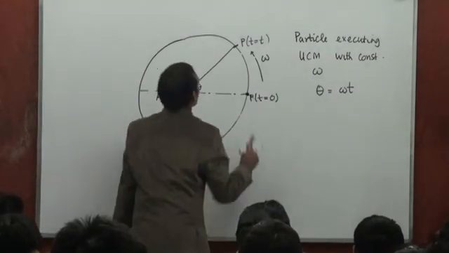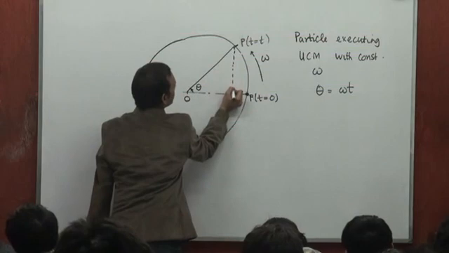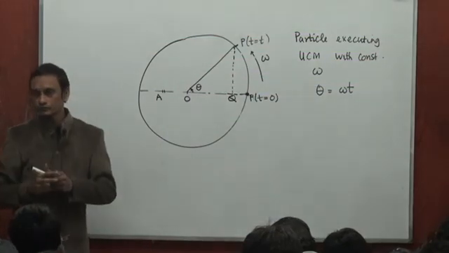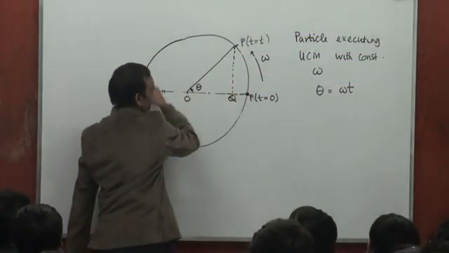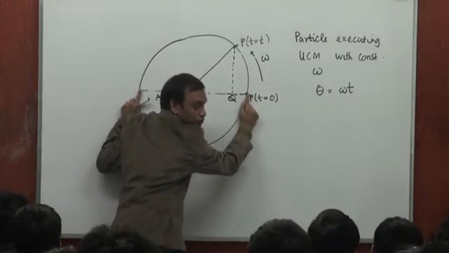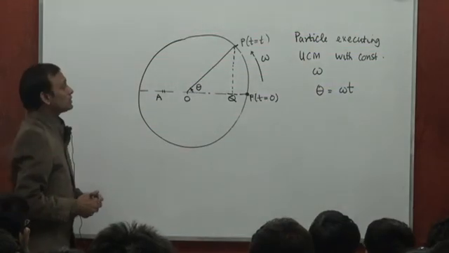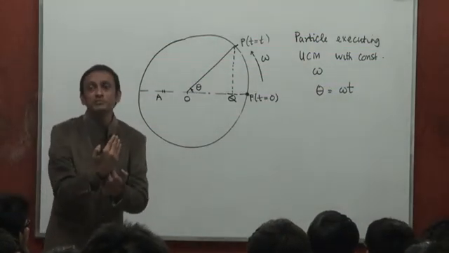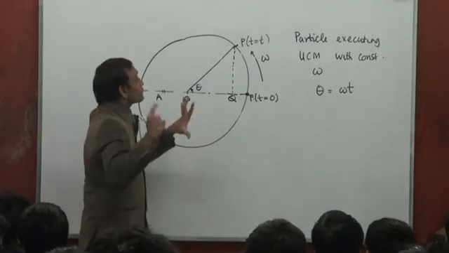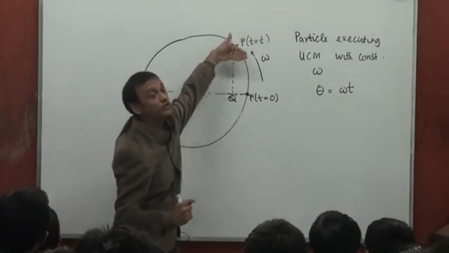Now, for every position of P, you can conceive of its projection Q. So while P executes a circular motion, Q would oscillate along the extremities of the diameter. And there is a one-to-one relationship between the position of P and the corresponding position of Q. In fact, for every Q, you can identify a unique position P.